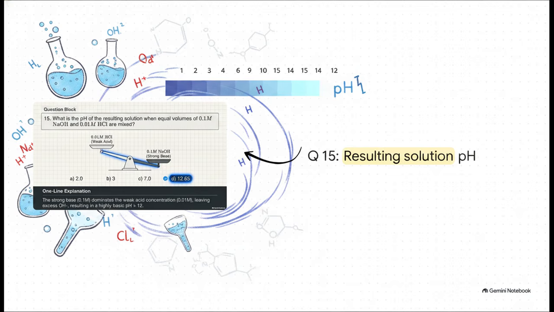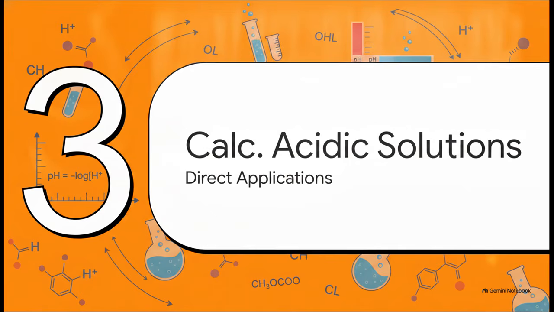Question block 15. What is the pH of the resulting solution when equal volumes of 0.1 M NaOH and 0.01 M HCl are mixed? A. 2.0, B. 3, C. 7.0, D. 12.65. Answer is D. One-line explanation. The strong base, 0.1 M, dominates the acid concentration, 0.01 M, leaving excess OH-, resulting in a highly basic pH greater than 12.